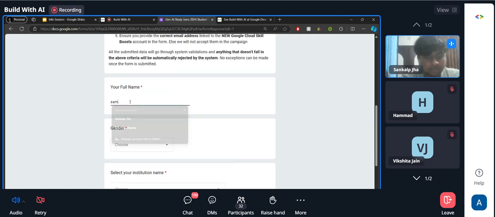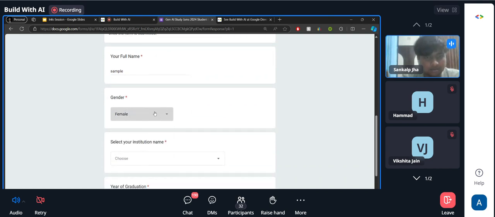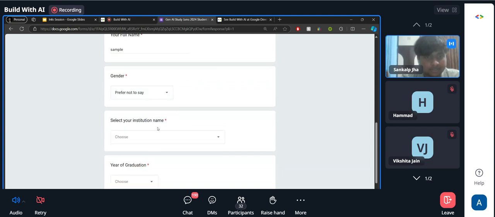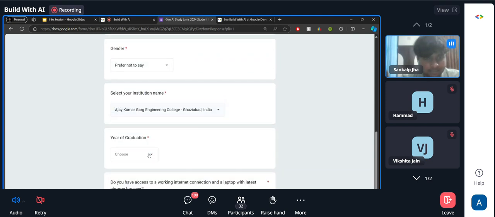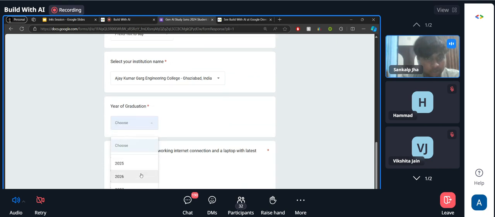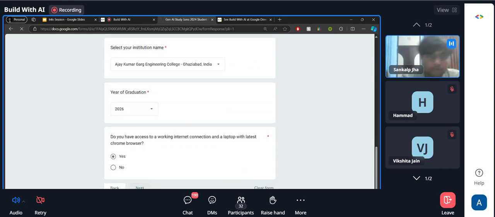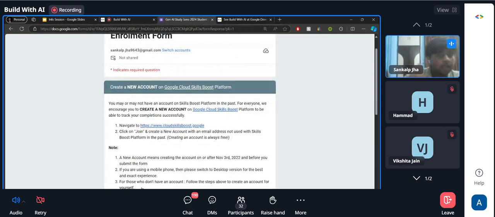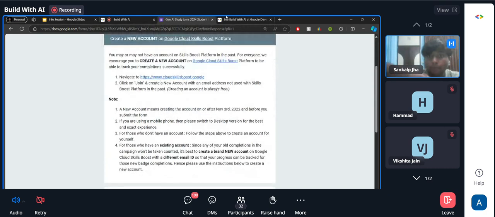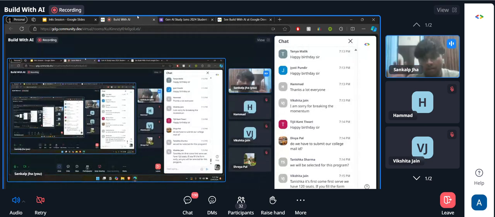So let me go with all the sample details so that you get an idea. Okay, prefer not to say. Institution name AKGEC, year of graduation 2026. Moving ahead to the next. Now, this is a very important step to follow over here. Many people are creating problems here. So let's tackle all these problems right now.